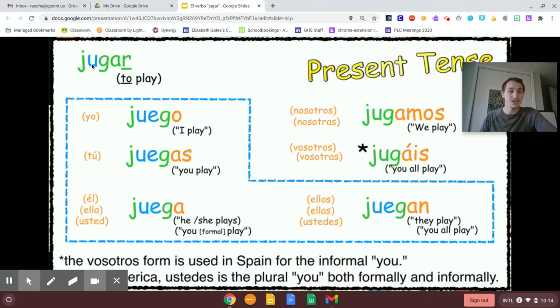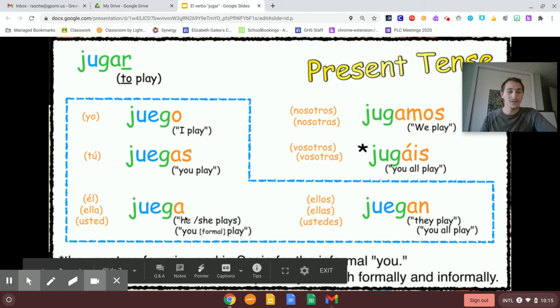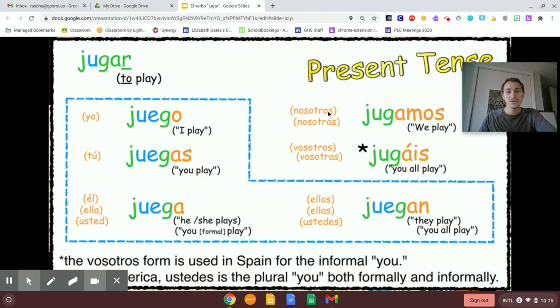So what I mean by stem change is you have jugar, the verb meaning to play. Now, as we conjugate it, the u changes to ue in these forms. So it becomes juego. Otherwise, if it were just jugo, it'd be more like jugo, and jugo is a juice, not this. This is juego. I play. Tú is juegas. You play. Él, ella, usted juega. He or she plays. Or you, formal, play.